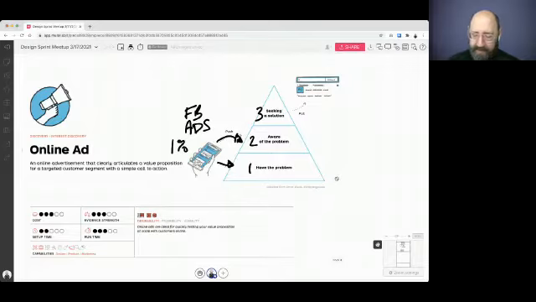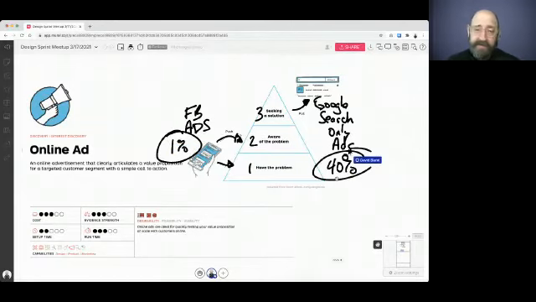Then we said, well, where would people go to seek a solution to this? Quite often it was Google. So what we did is we ran Google search only ads. Same page and everything, and we got a 40% conversion there. That's a big difference between 1% and 40%. That's the difference between we're going to kill this thing versus we're going to persevere.